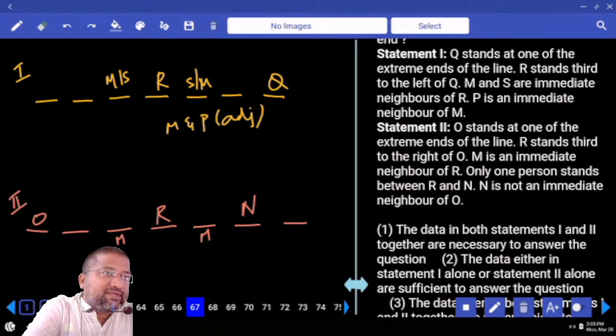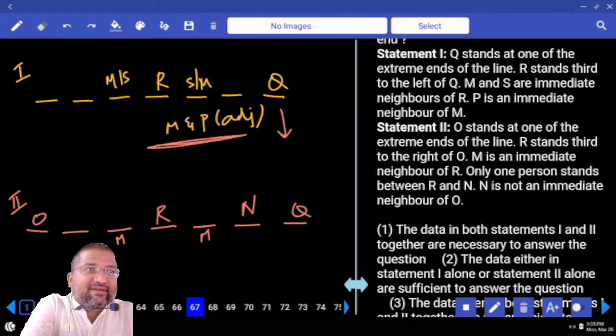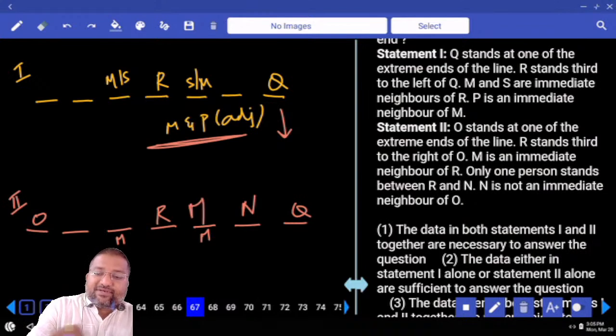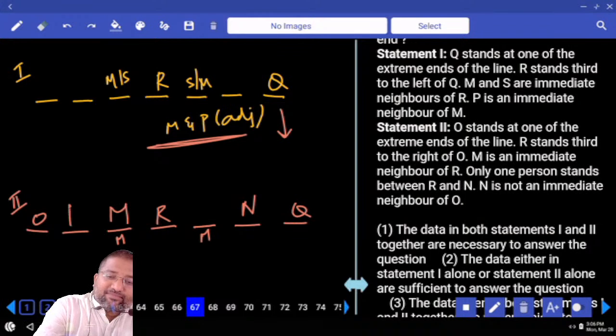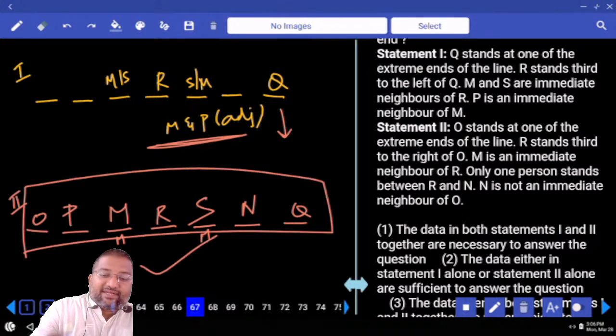Combine both 1 and 2. Bring the above ones down. This is Q. Clearly it says M and P are adjacent. Then can I take M here? So M has only one possible position. M, P, and this will be S. This is your final arrangement.